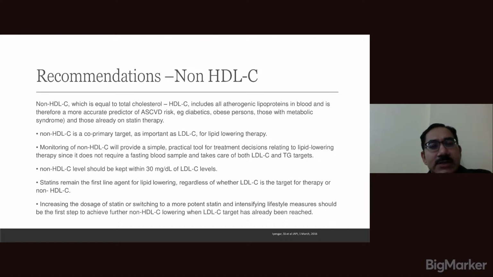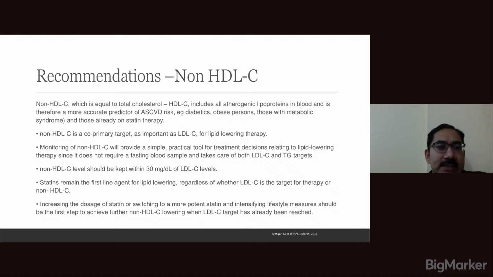The recommendation for non-HDL cholesterol. What is non-HDL cholesterol? Non-HDL cholesterol is equal to the total cholesterol minus HDL cholesterol level, and it includes all the other atherogenic lipoproteins in blood, and therefore is a more accurate predictor of risk, especially in patients with diabetes, obesity, and other metabolic syndrome, and those who are already on statin therapy.